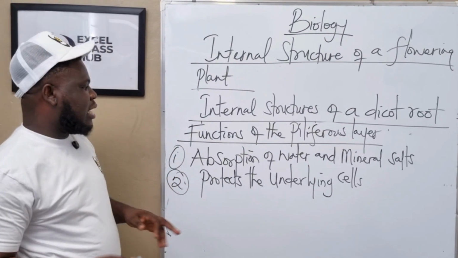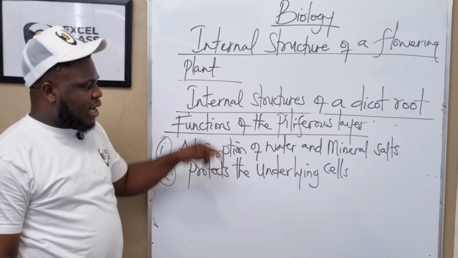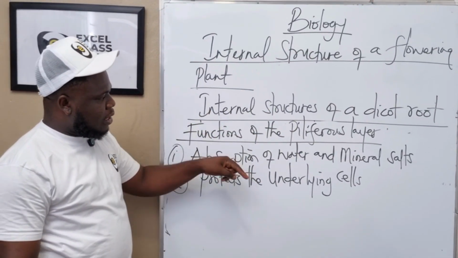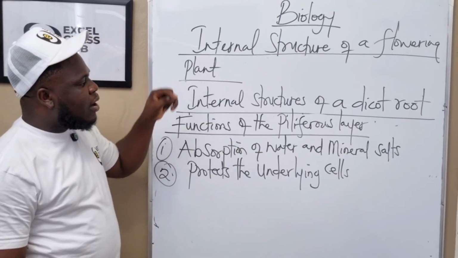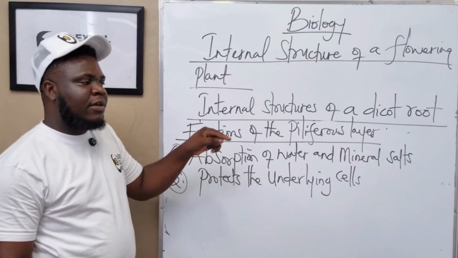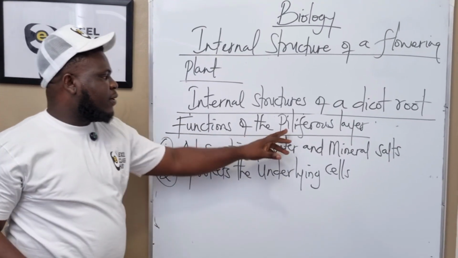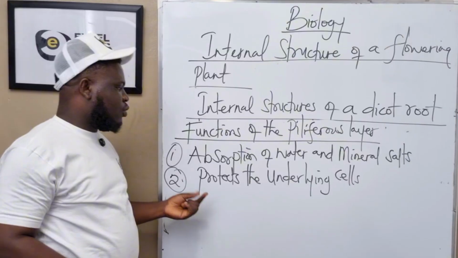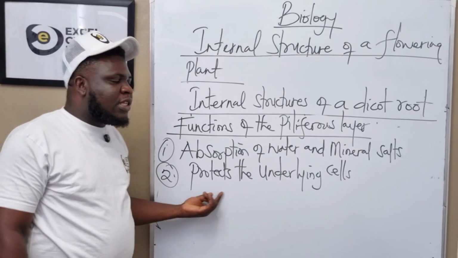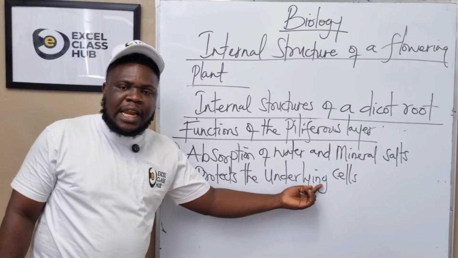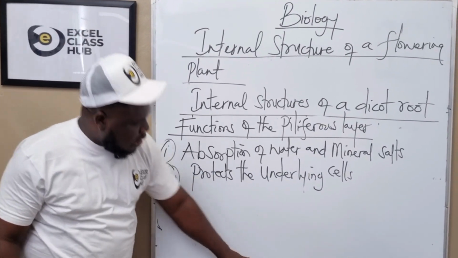For instance, you notice that after the piliferous layer is where we have the cortex. After the cortex is where we have the endodermis. After the endodermis is where we have the pericycle. Before we now have the xylem and the phloem. So all these structures that are inside the piliferous layer, it helps to protect them. So that's what we mean by the fact that it protects the underlying cells. It protects the underlying cells that are inside the piliferous layer.